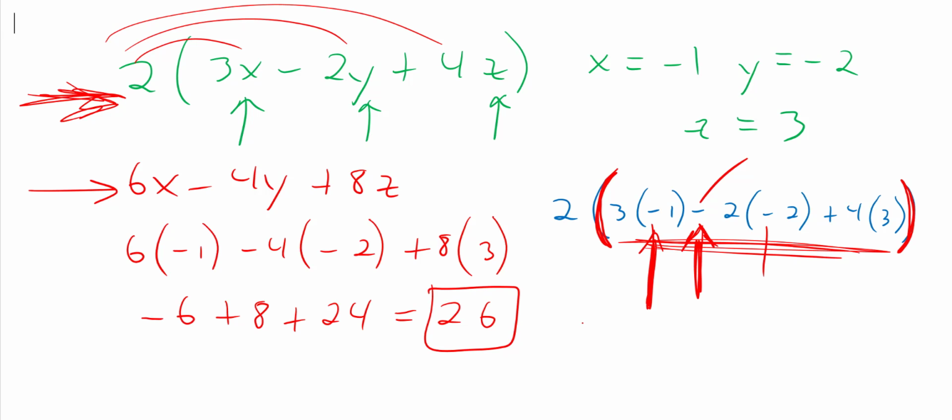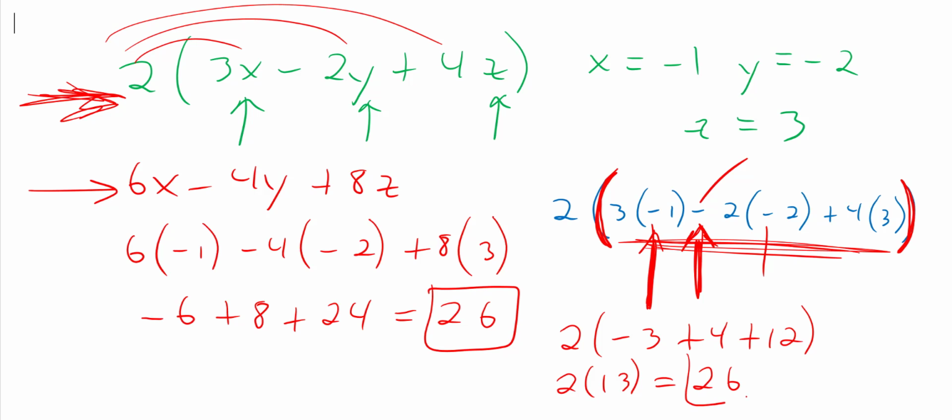So let's just combine it. 3 times negative 1 is negative 3. Negative 2 times negative 2 is positive 4. 4 times 3 is 12. All right, so that's what you get when you multiply those together. So let's add all this stuff together now. Negative 3 plus 4 is positive 1. 1 plus 12 is 13. So 2 times 13 is 26, which is exactly what we got here. We better have gotten the same thing. We use all the same rules. We just did it a different way. Okay, so it should come out to be the same. That's the beauty of math. It will come out the same.